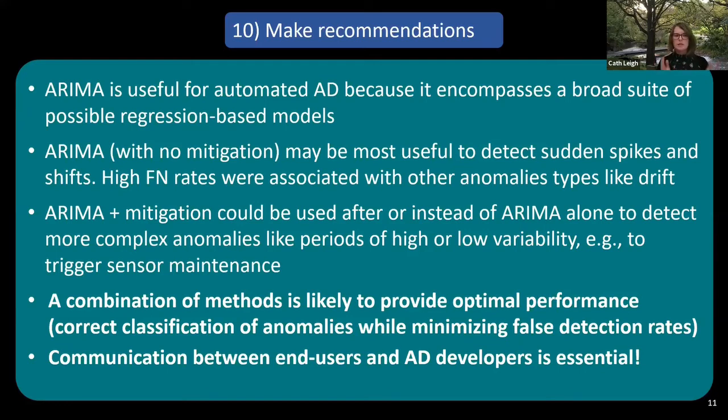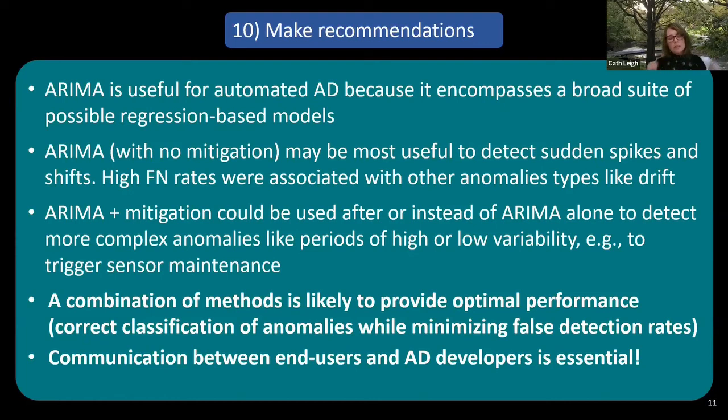We also found that ARIMA alone was really quite useful to detect those really important high-ranking anomaly types like the sudden spikes and the shifts. But when we were trying to detect things like drift, we had a high rate of false negatives. However, mitigation might be used instead of, or separately, to detect some of the more complex anomaly types like periods of high or low variability, which might be useful for things like triggering sensor maintenance, for example.